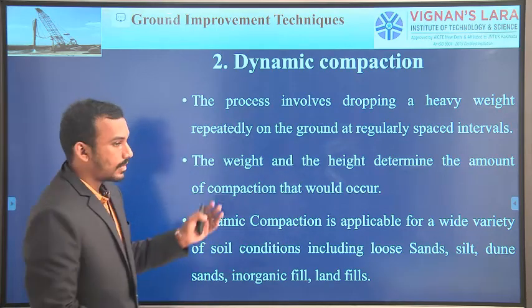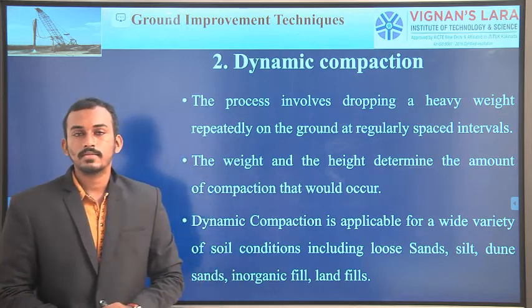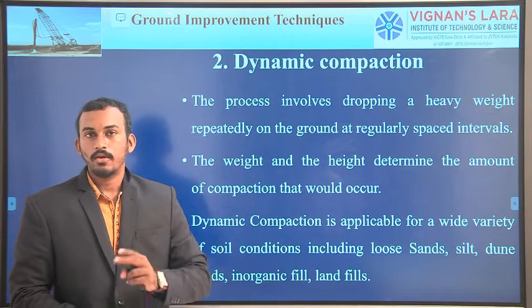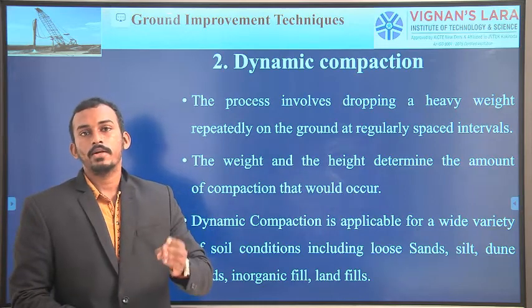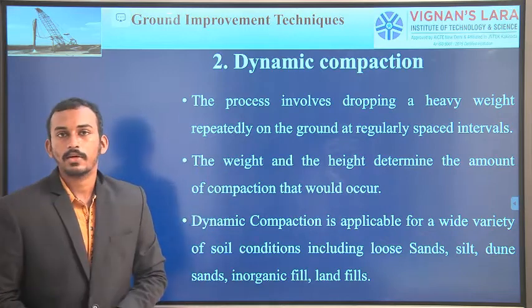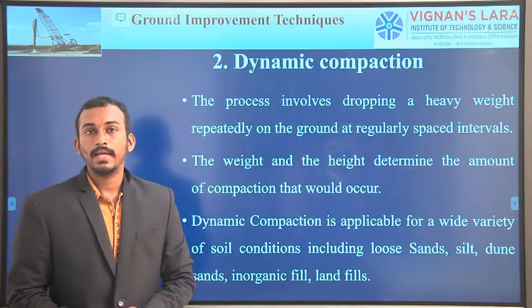In the previous class, we completed the first technique, that is vibro flotation, which is divided into two types, vibro compaction and vibro replacement. So that one is completed in our last class. In today's class, we are going to discuss dynamic compaction, the second method to densify the granular soils.